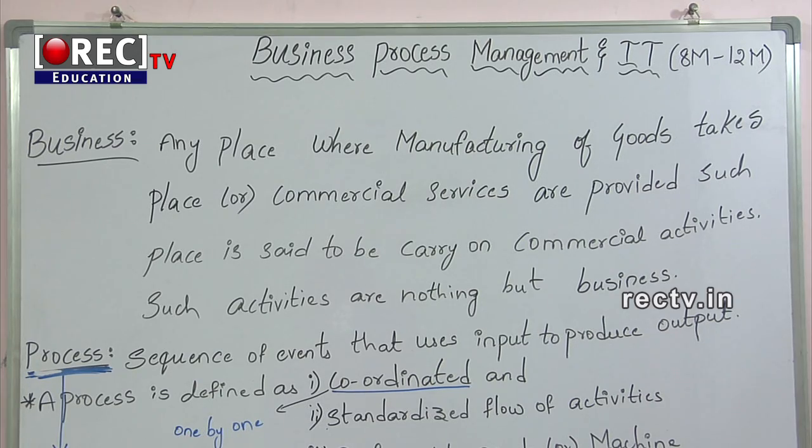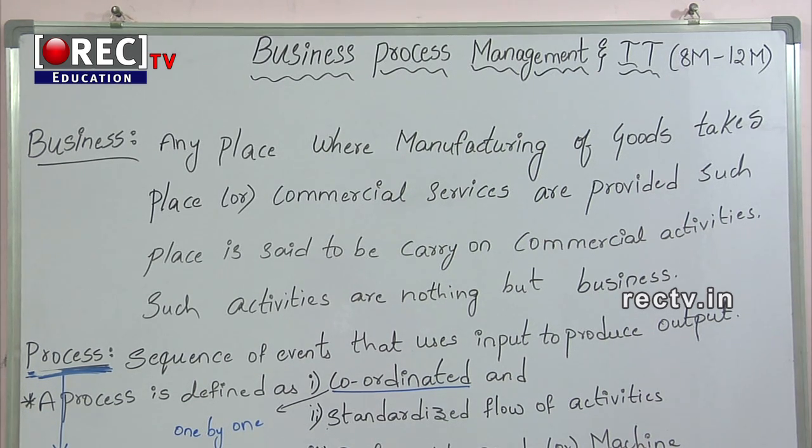Process management and information technology. The probable weightage of this topic is 8 marks to 12 marks in your examination. Now let us first try to understand what is meant by a business. This definition is only for your understanding. This won't be asked in your examination.